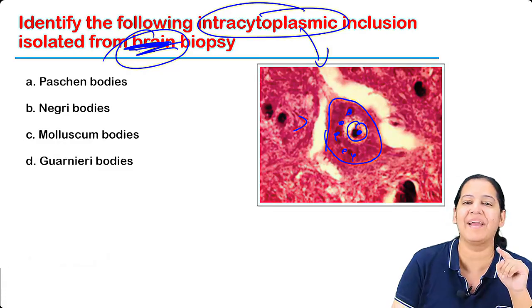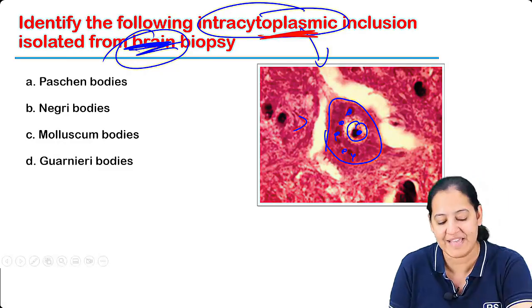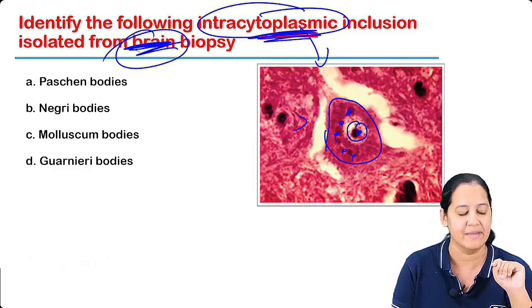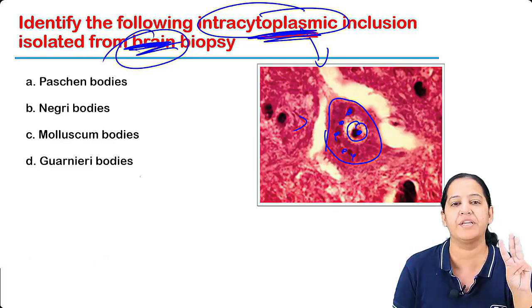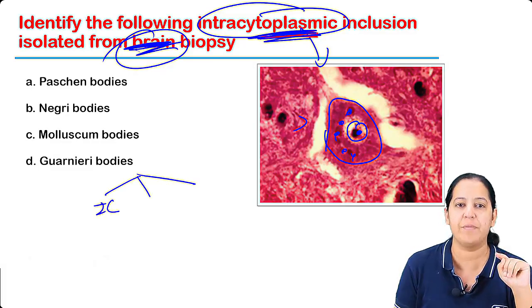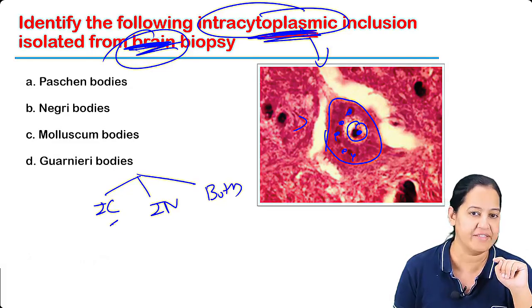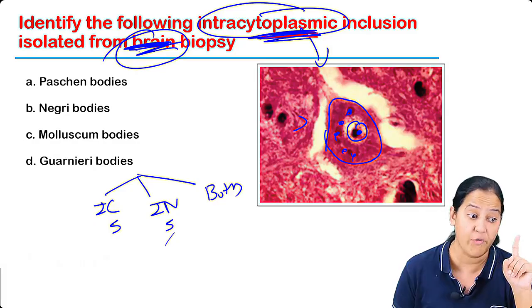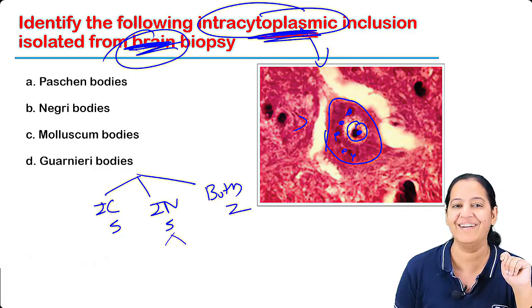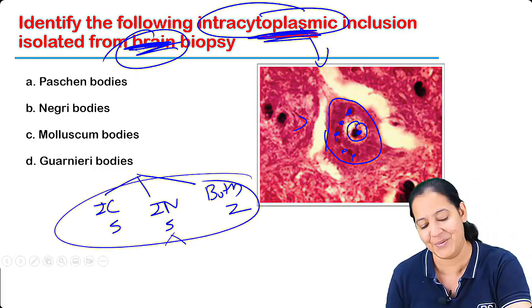Acha, in the morning I told you about inclusion bodies. Have I taught you inclusion bodies? I taught you three types of inclusion bodies: intracytoplasmic, intranuclear, and both. I taught you five examples here, five here, Negri A and Negri B, and two here. Have I taught you? Say yes, say no.